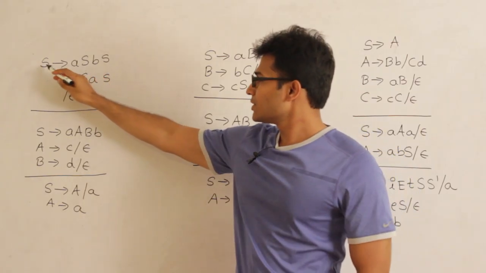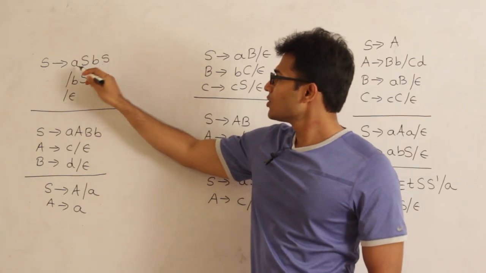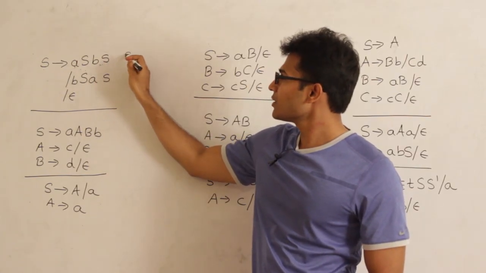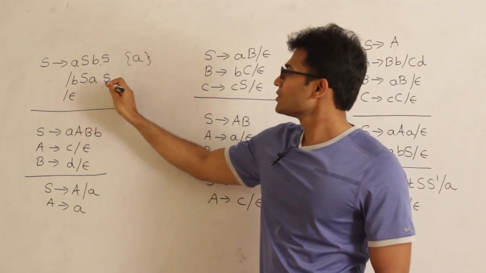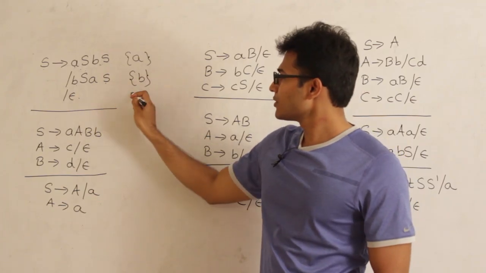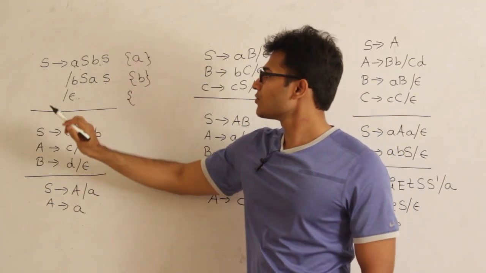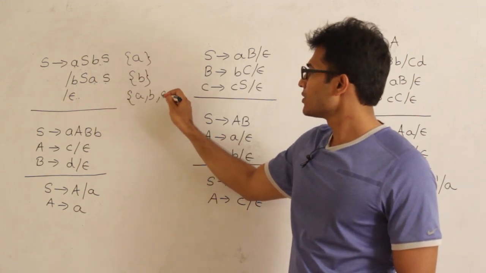So what is the row in which you want to place this production? Under S row only. What is the column in which you want to place this one? Under first of this one. What is first of this? Small a. And what about this one? First of this entire thing is small b. And what about this one? We are going to place it under follow of S. What is follow of S? Both small a and small b and dollar.